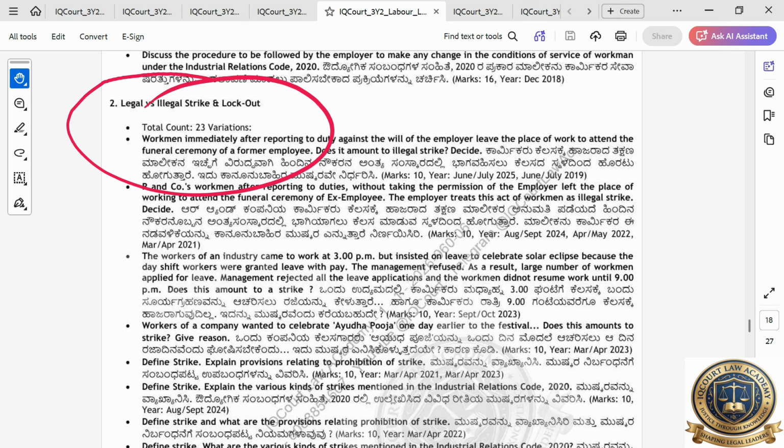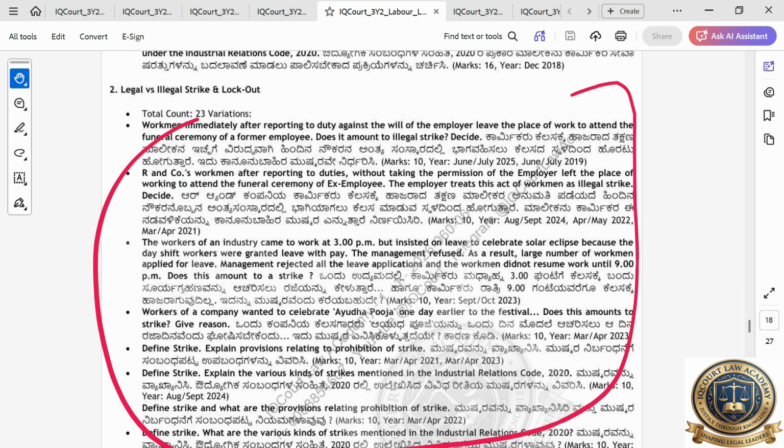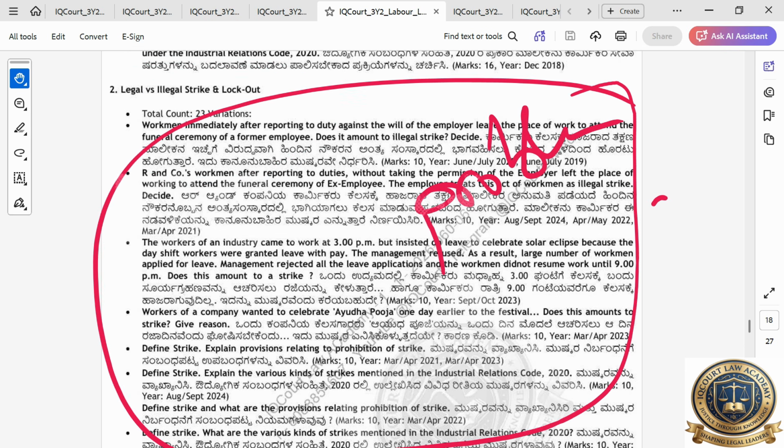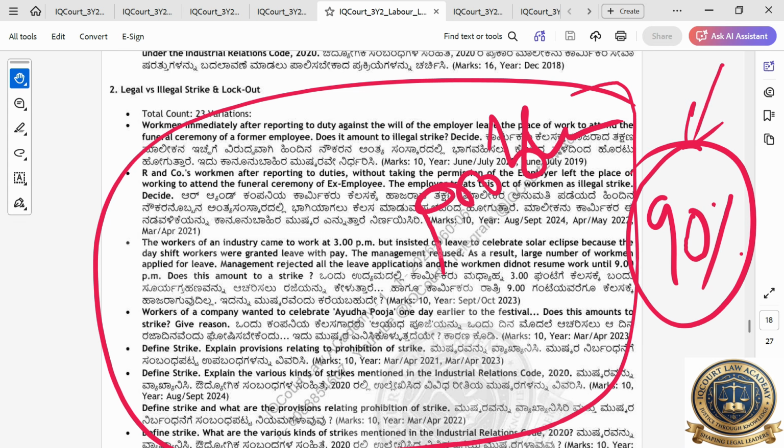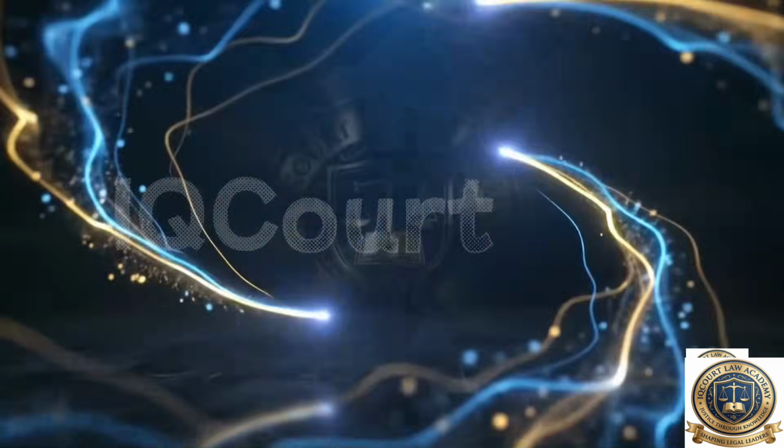Illegal strike and lockout. They will ask for the differences along with the explanation. They will ask for the problems also. This will come as a problem. This is 90% important. Either they may ask for the theory, or they may ask for the problem also.